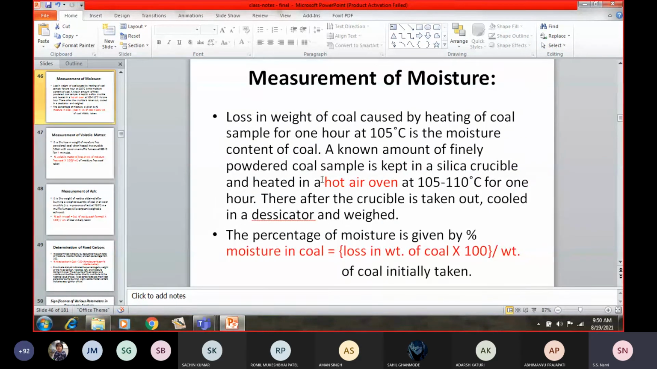So for determining these parameters, let us come first of all to the moisture content. It is determined in a hot air oven. A known mass of air dried coal powder is taken, then it is heated in a crucible at 110 degrees centigrade in a hot air oven, then it is cooled down in the desiccator, and then the loss of weight is determined, which is multiplied by 100 and divided by the weight of coal initially taken. So the percentage of moisture will be known to you.